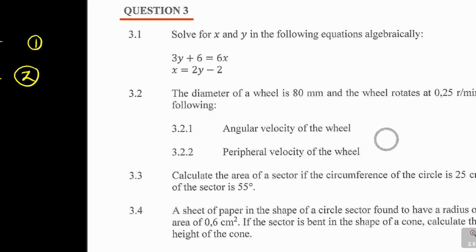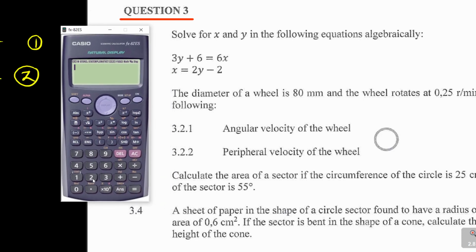See if it's balancing. So the first one, 3 bracket 2 plus 6. Remember, y is 2. What is it? 12. And then on the right hand side also, 6 times 2 is 12, or 6 bracket 2. So 12 is equal to 12. That's the first one. On the second one, x is 2.